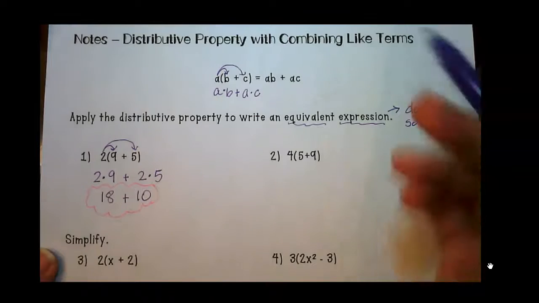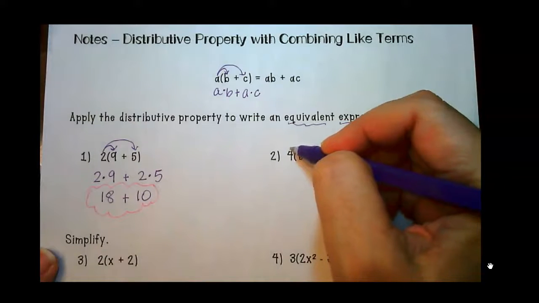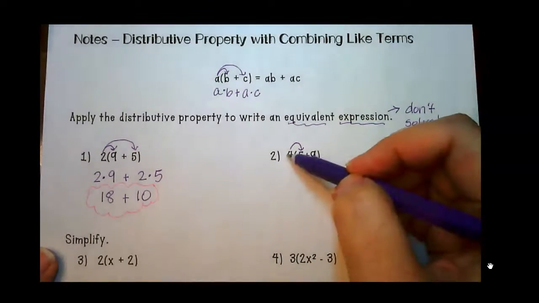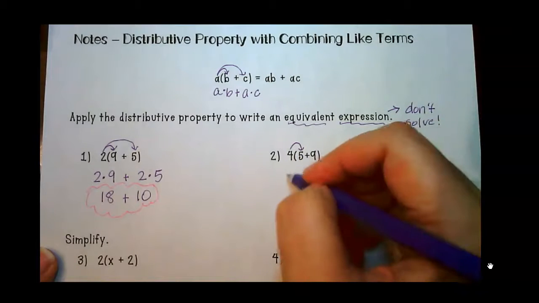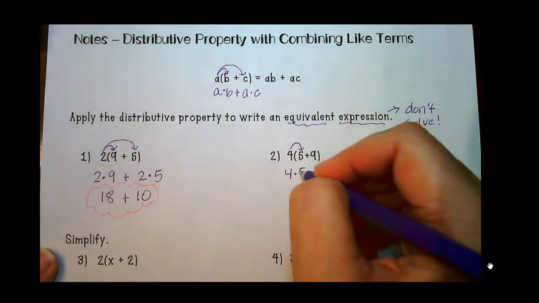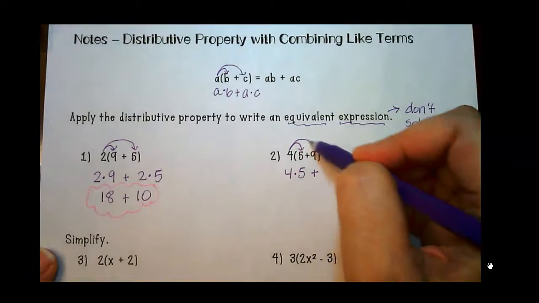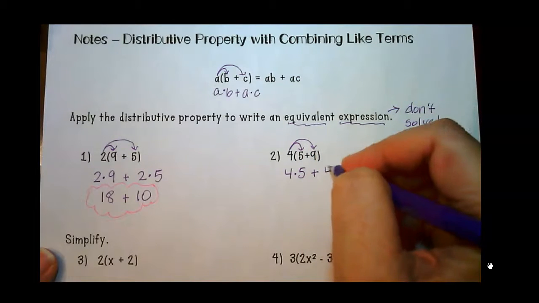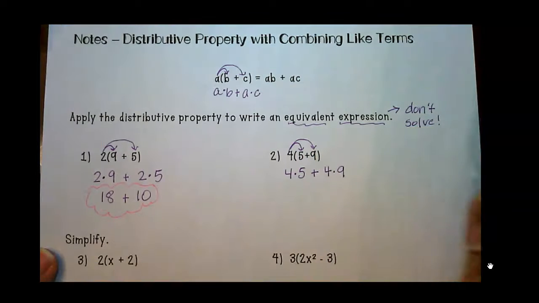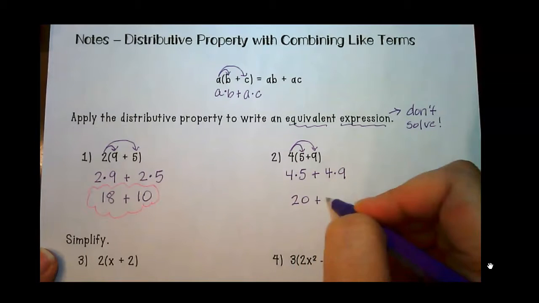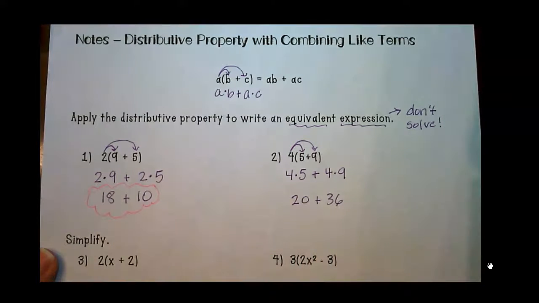Let's try another one. We're going to do 4 times 5. There's nothing beside the parentheses, remember. We're distributing the 4 to each term inside. So 4 times 5 plus, because there's a plus right there, and then 4 times 9. You could stop there, or you could say that it is 20 plus 4 times 9, 36.